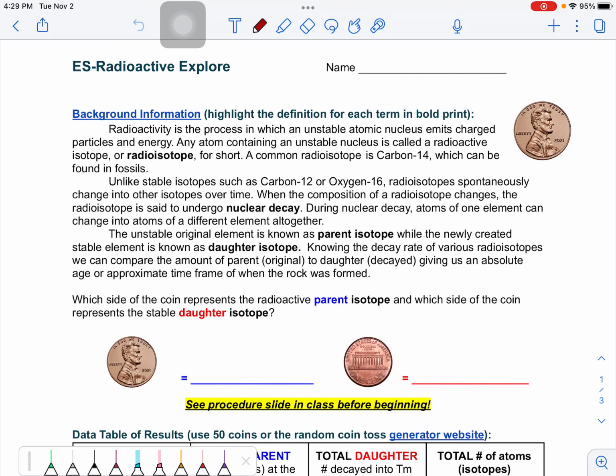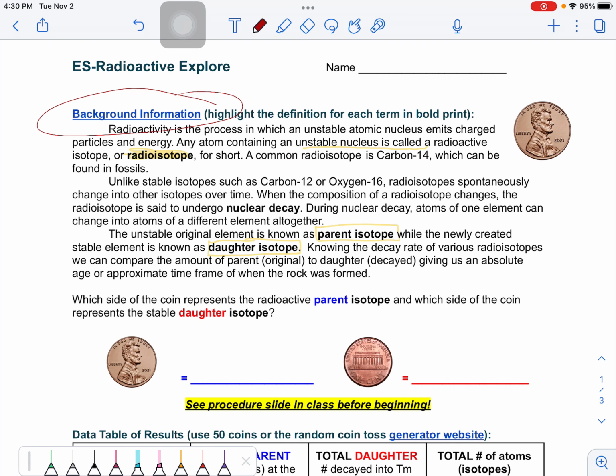So for our radioactive decay explore, what we're looking at is how material in rock can clue us into the age of the rock or the organism over time. One of the things we talked about was this idea of a radioisotope, an unstable atom that can convert into a new material over time. So what we're looking at is the ratio of what we call parent isotope to daughter isotope as the rock ages. So this is a great place to start, this background information.